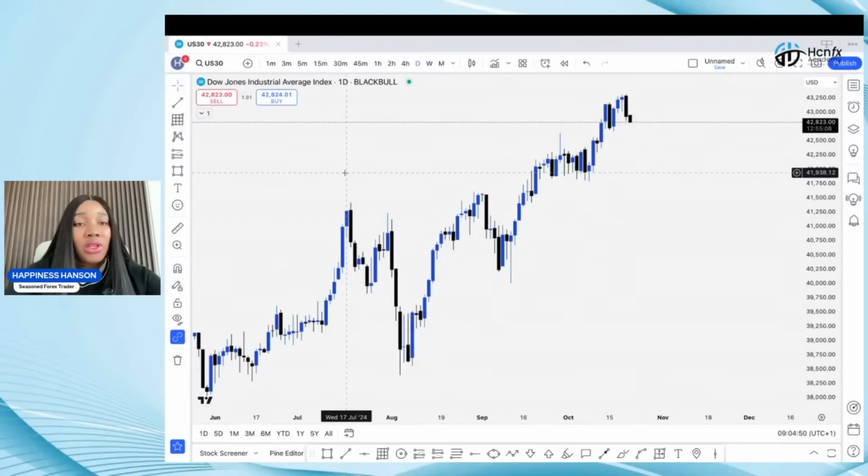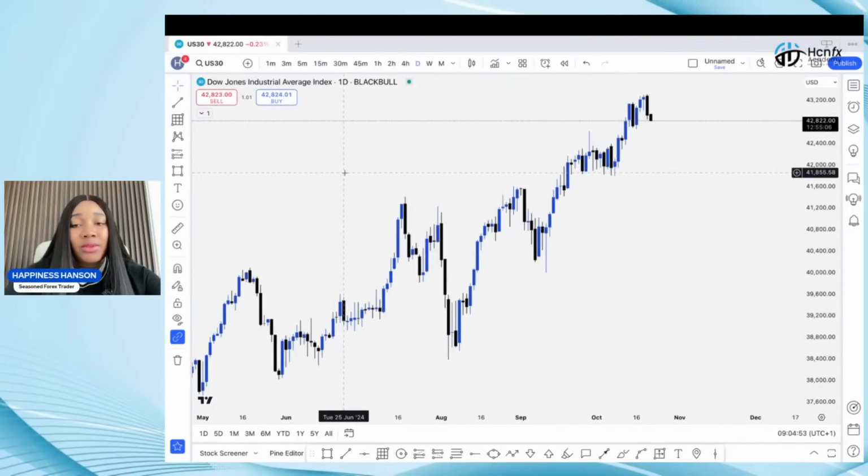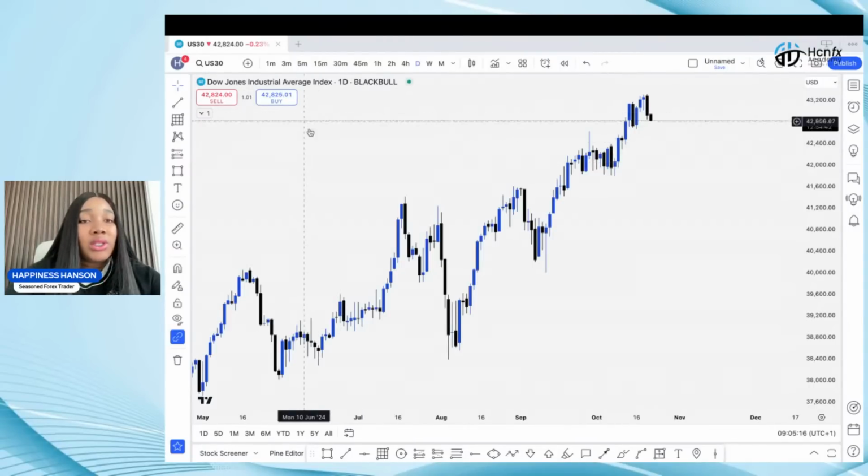Before I start trading, I take my entries from the 15 minutes time frame. I always say this because I get the question a lot: where do you take your entries from? I take my entries from the 15 minutes time frame. But before I go down to the 15 minutes time frame to take my entries, I have to do my top-down analysis to know the general trend of the market. So currently we're looking at US 30.